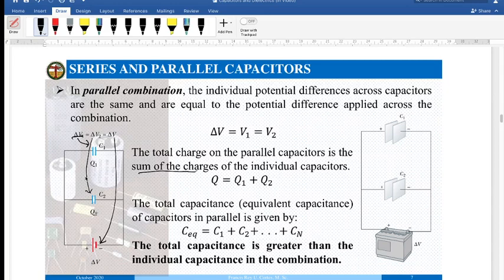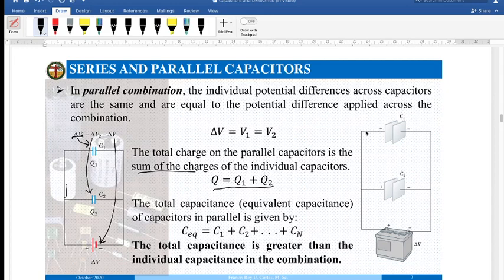Okay? So think of it like a current. In current, at a junction, it splits. So think of it like that. Although it is not current, but yeah. We have this one, the sum of the charges Q1 and Q2.